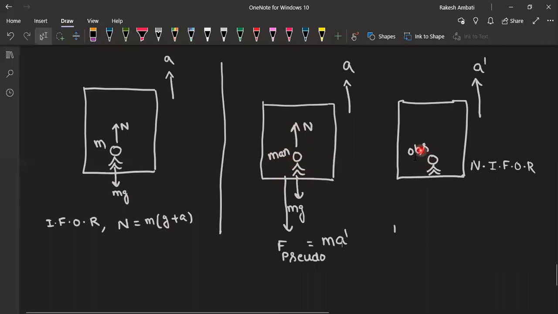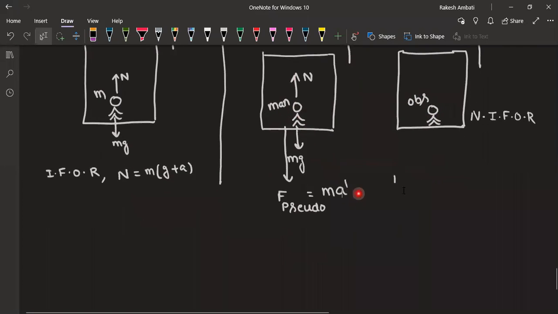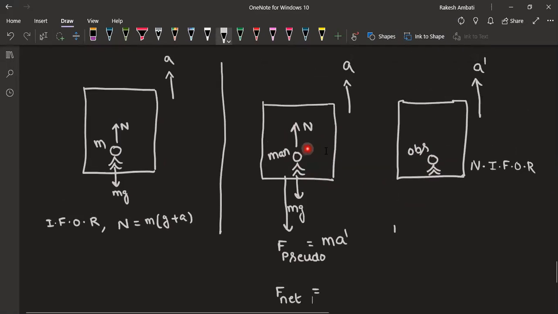Now, with respect to the observer, the man is in a different frame, a different lift, and the lift is moving upwards. So I am finding the resultant force acting on the man, and the man is moving upwards. Please answer: how do we find the resultant force acting on the man when the lift is moving upwards?